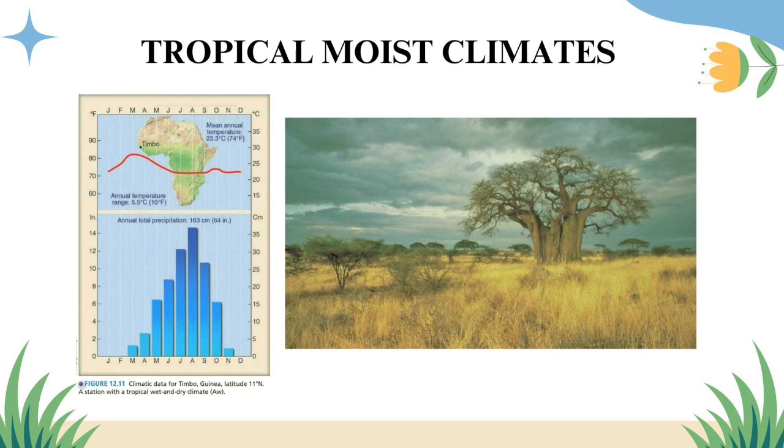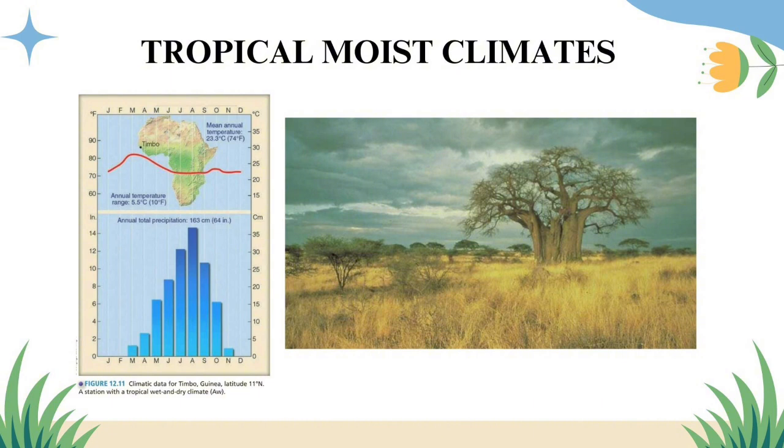These climates are found near the equator and are characterized by high temperatures, consistently warm year round, and abundant rainfall. So, the vegetation here includes lush rainforest and tall grasses. So, there is little temperature variation, but precipitation can vary by season. So, our very own country, the Philippines, is an example of tropical moist climate.